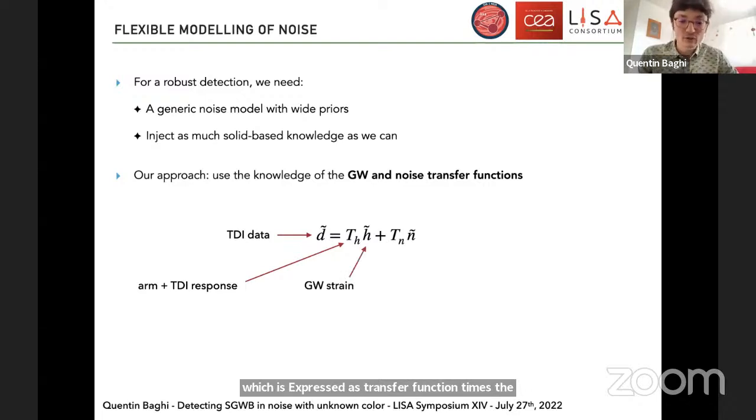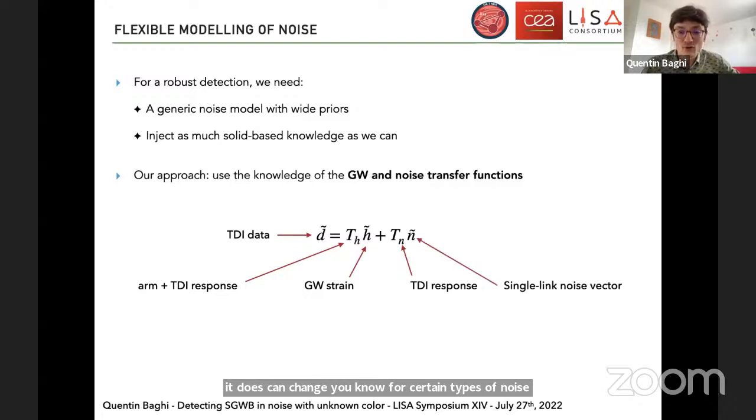And the transfer function includes the projection onto the arms of LISA and also the TDI response. And regarding the noise part, we also have a transfer function, which is basically the TDI response, although this can change for certain types of noise. And we have one single link noise vector, which has 6 entries.